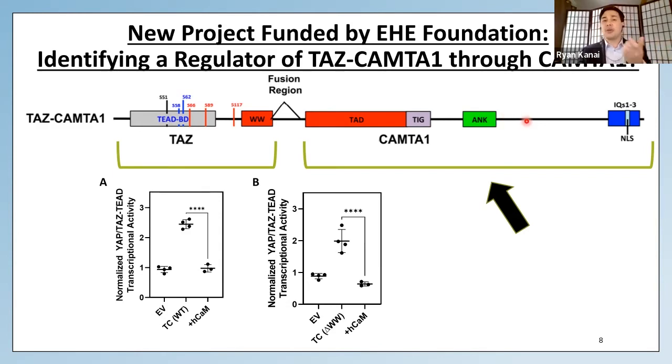And the IQ domains are actually putative calmodulin binding domains, and calmodulin, of course, being the calcium sensing protein in cells. And so I wondered whether calmodulin might be able to regulate TAZ-CAMTA1's transcriptional activity. So we took the same HEK293 system and transfected in human calmodulin, and found that indeed we did see significant repression of TAZ-CAMTA1's transcriptional activity, actually back to empty vector levels, or baseline levels of reporter activity.